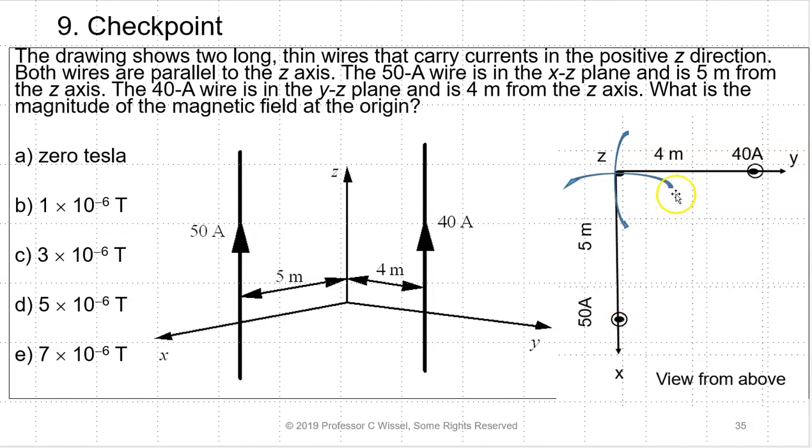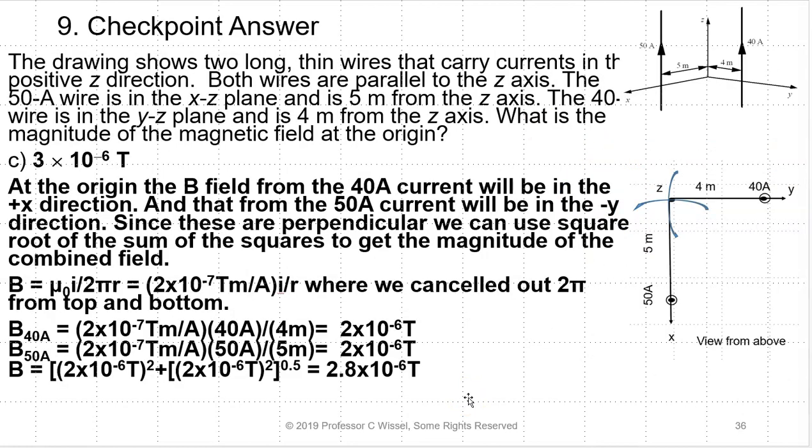So now the magnetic field from this particular 50 amp one curls in this direction. At this point it goes along the negative y-axis, toward the negative y-axis. And the sum of these is going to be somewhere here. Okay, and it turns out to be item C, which is 3 times 10 to the minus 6 Tesla.